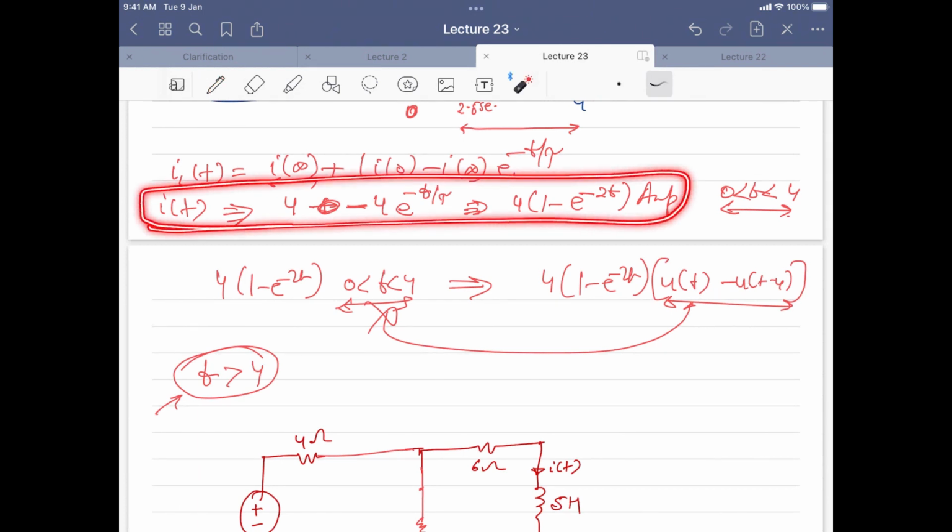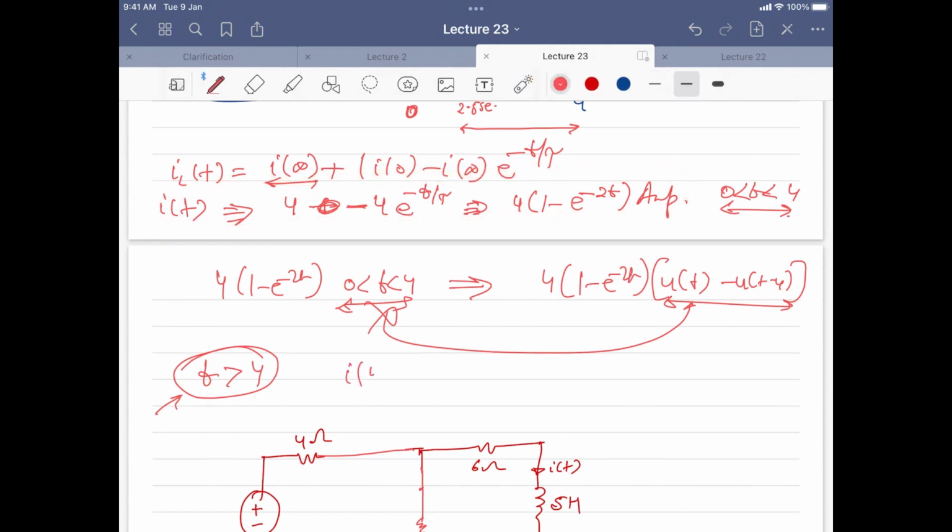So we can use it to get the value of current at 4 minus, and that is nothing but 1 minus e to the power minus 2 times 4 here, multiplied by 4. This is roughly equal to 4 amperes only. So at 4 minus, meaning just before 4, this will be the current from the equation which we have derived.